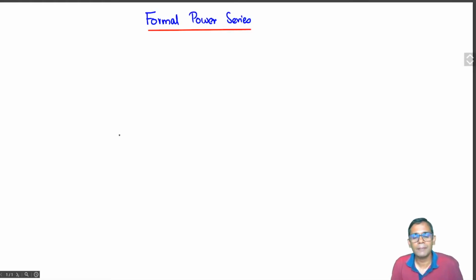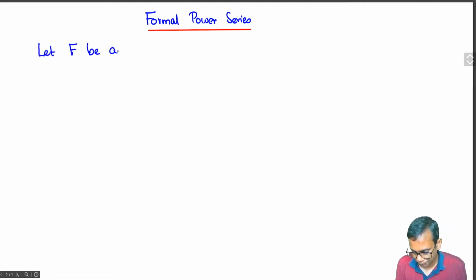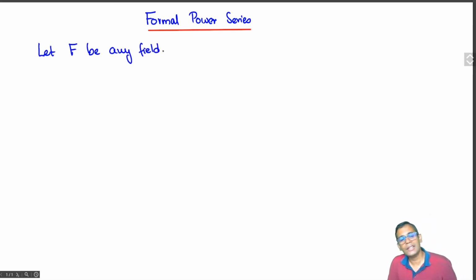In this lecture, I'm going to introduce formal power series. Let F be any field. For some of the calculations that I'll do later, F will need to be a field of characteristic 0. But for the definition of formal power series, you can take F to be any field or even a commutative unital ring.